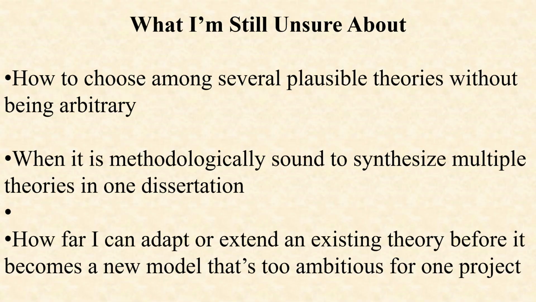What I'm still unsure about is how to choose among several plausible theories without being arbitrary. In other words, pick the right one that's more concise and helps me to properly identify the phenomena. Also, when is it a good or sound method to synthesize multiple theories in one dissertation? As I mentioned before, it seems like I'm going to have to use an integrated framework for my doctoral study.